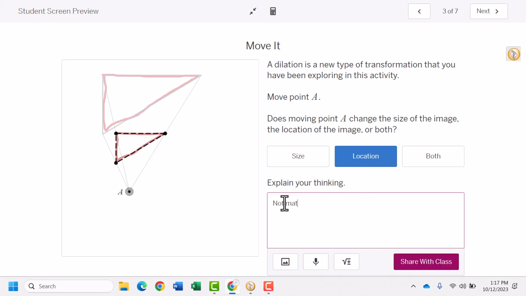So I can say no matter where I put point A, the point in the image is about twice the distance as the point in the pre-image. So this point on the image is about twice as far from A as this corresponding point on the pre-image.